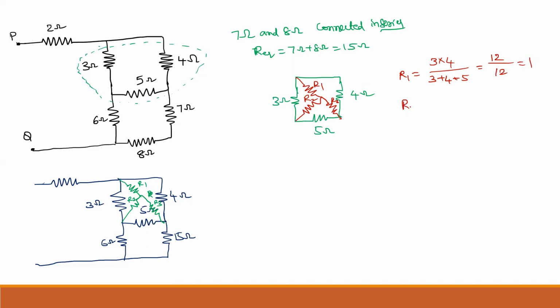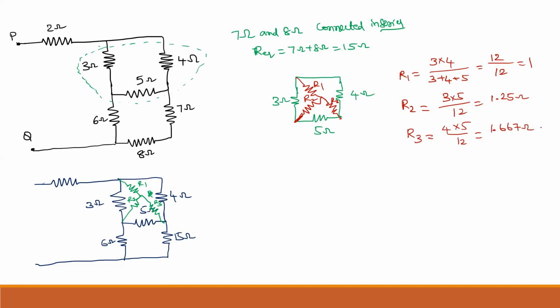What about R2? R2 is between 3 and 5. Here you have two friends, 3 and 5. So 3 into 5 divided by 12, the same sum. So 15 divided by 12, you will get 1.25 ohms. Similarly, R3 is between 4 and 5. 4 into 5 divided by 12, so 20 divided by 12, you will get 1.667 ohms.